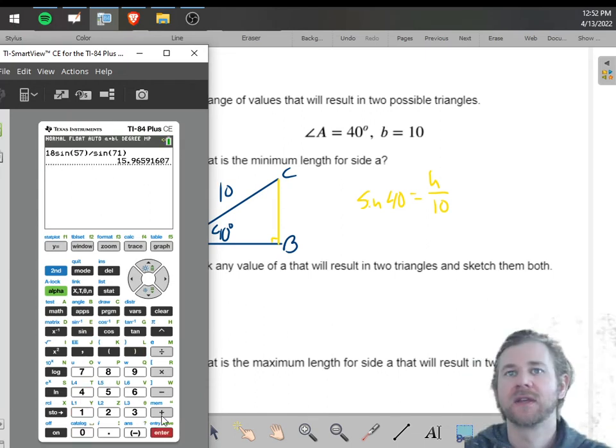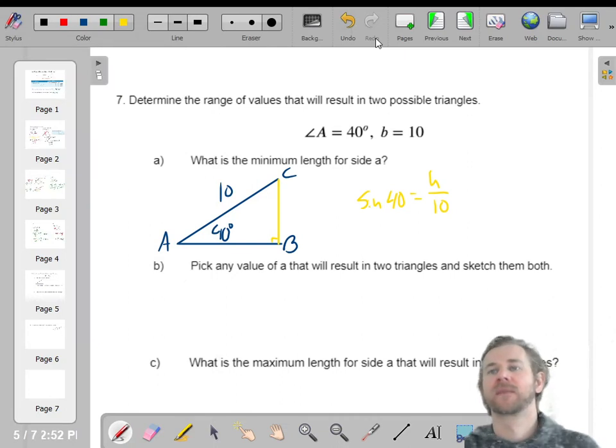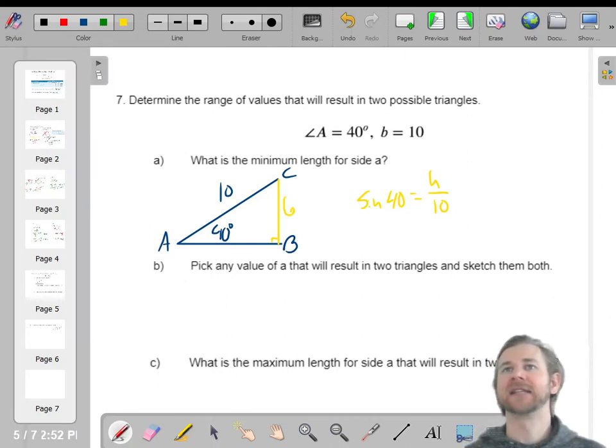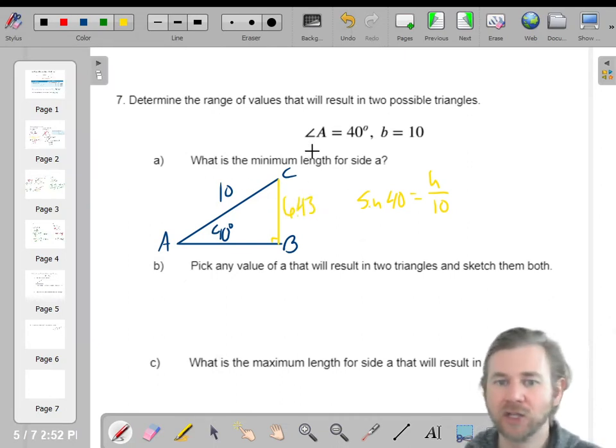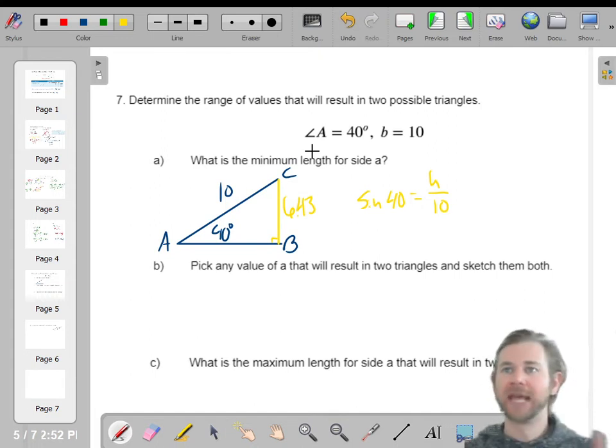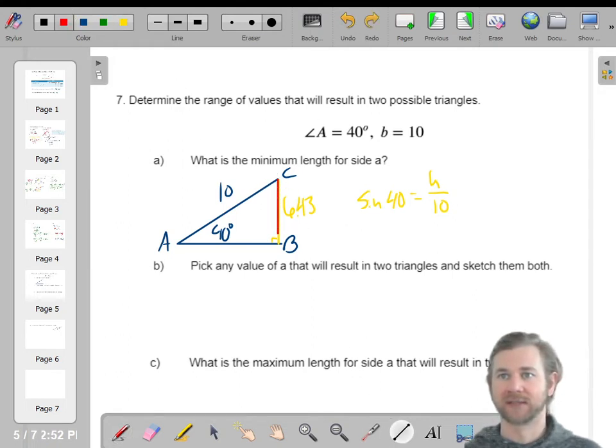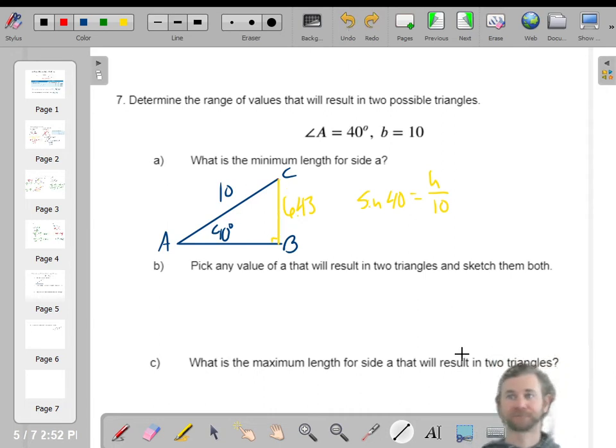10 times the sine of 40 is 6.43. Which means, if this is not at least 6.43, you can't draw the triangle. So the minimum length is 6.43. If it's not that long, it would just not reach. You would be like, this doesn't reach the bottom. Okay, I try and draw it, but if I measure it, it's short. It's got to be at least 6.43.